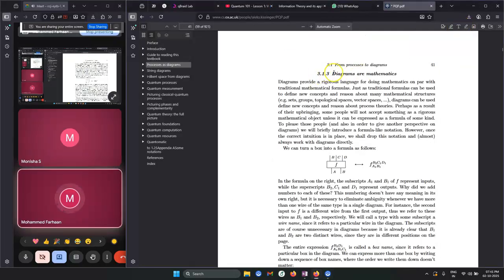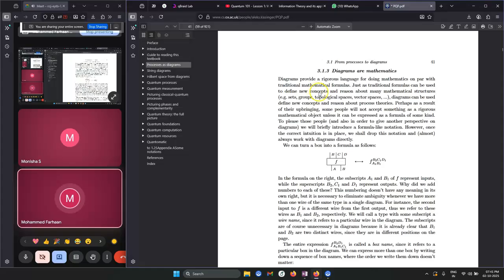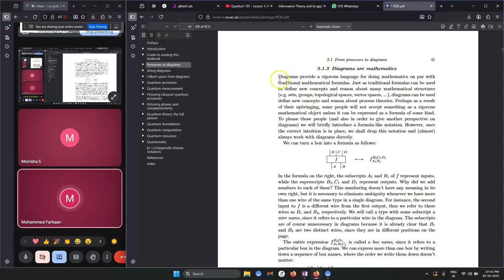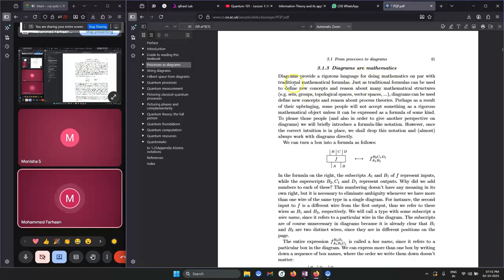Okay, so diagrams are mathematics, section 3.13. Diagrams provide a rigorous language for doing mathematics on par with traditional mathematical formulas. Just as traditional formulas can be used to define new concepts and reason.